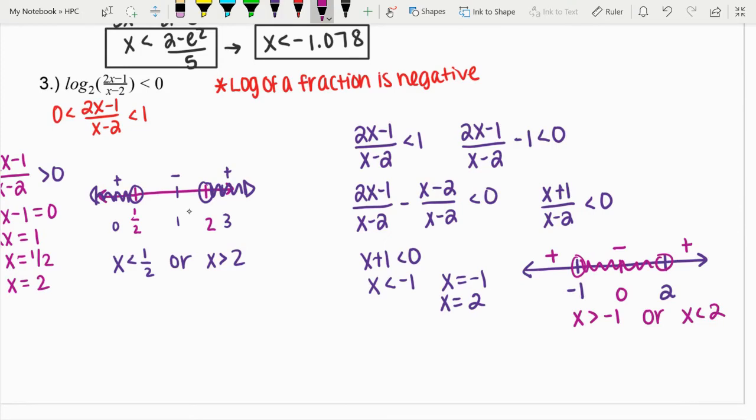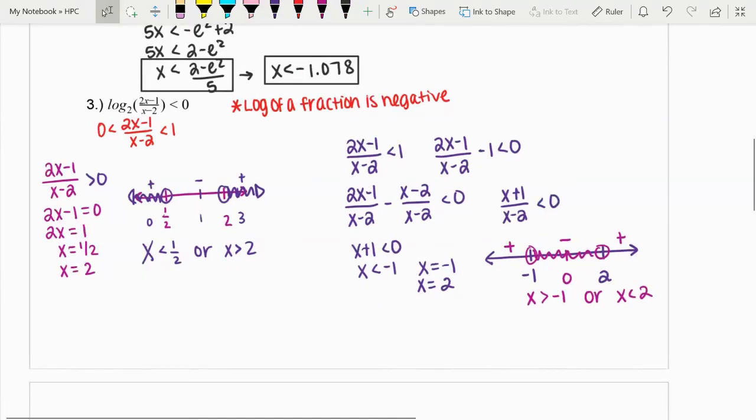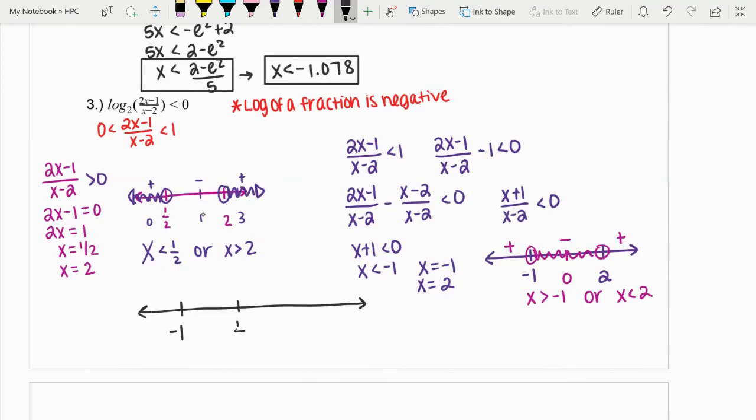We have x is less than 1/2, x is greater than 2, x is greater than -1, and x is less than 2. So we need to put all of these together to determine our final solution set. So let's combine all of this onto one number line. So I am going to have my -1, 1/2, and then 2.